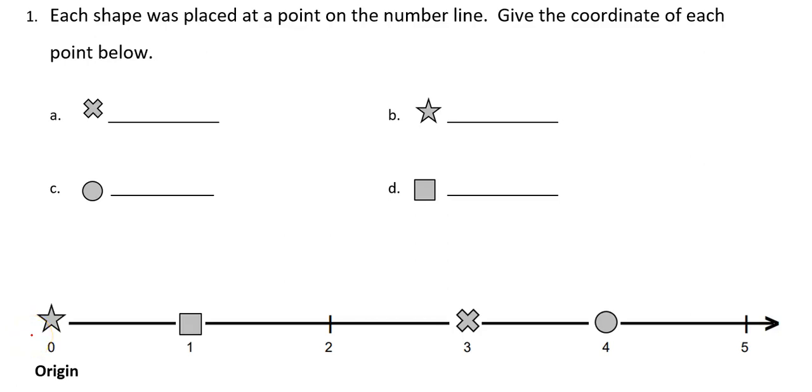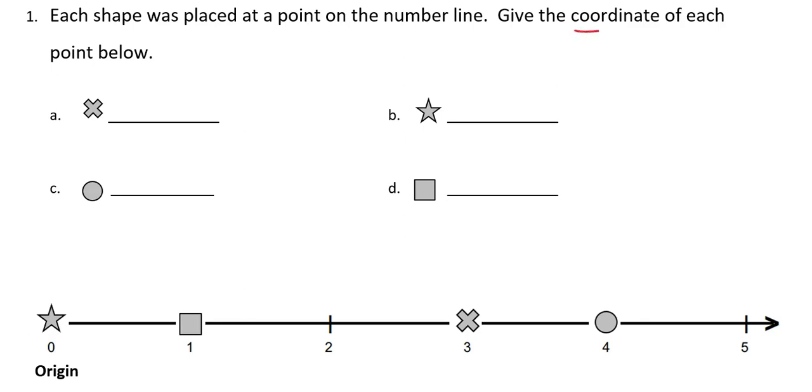This tutorial is for 5th grade, Module 6, Lesson 1. In this lesson, we're going to look at the position of points on a number line. The directions say each shape was placed at a point on the number line. Give the coordinate of each point below.